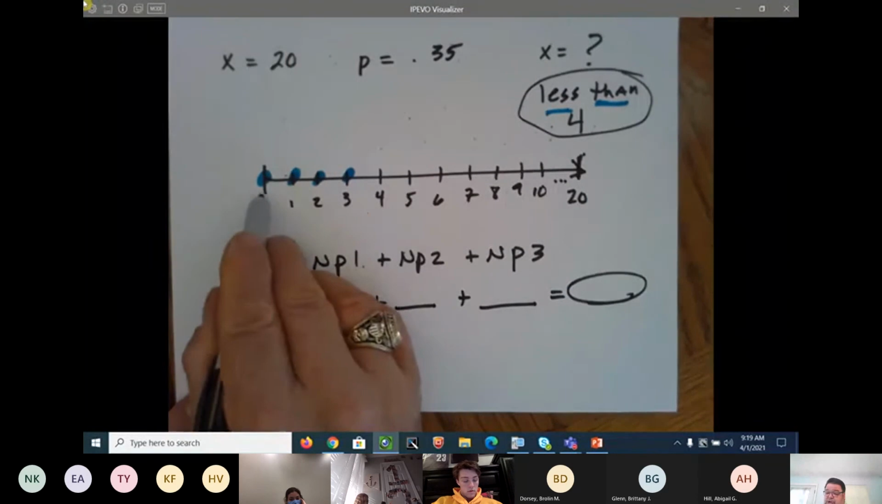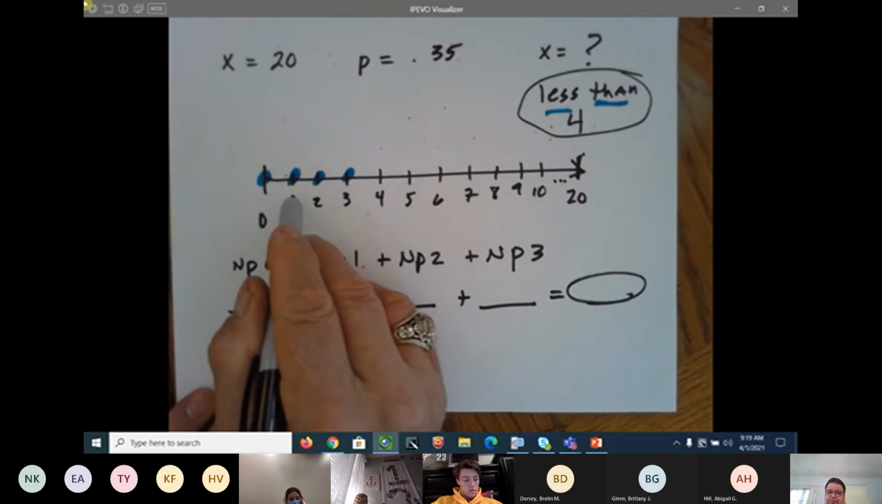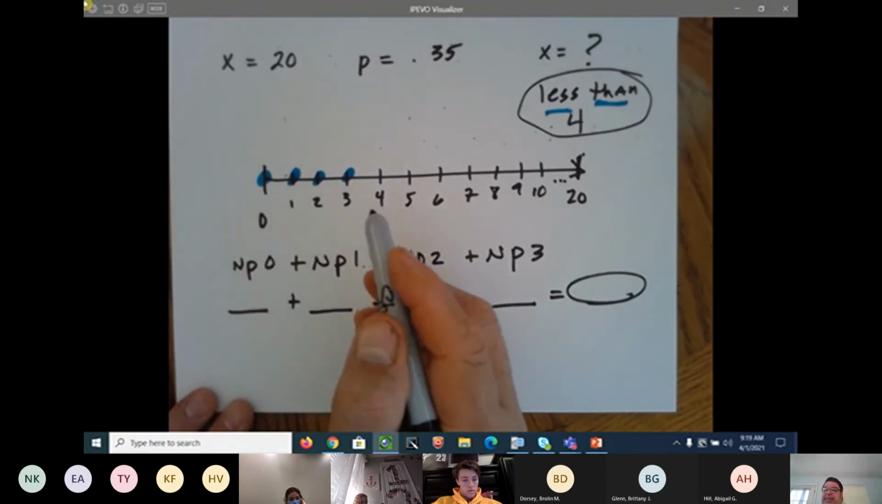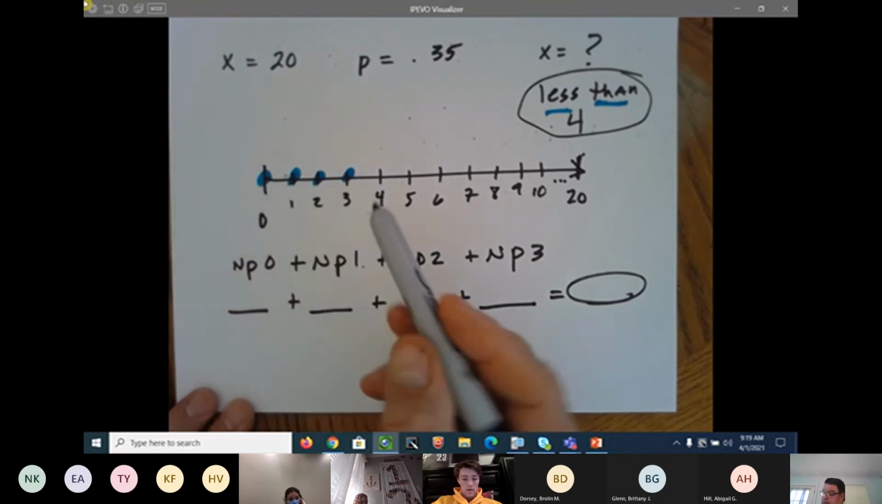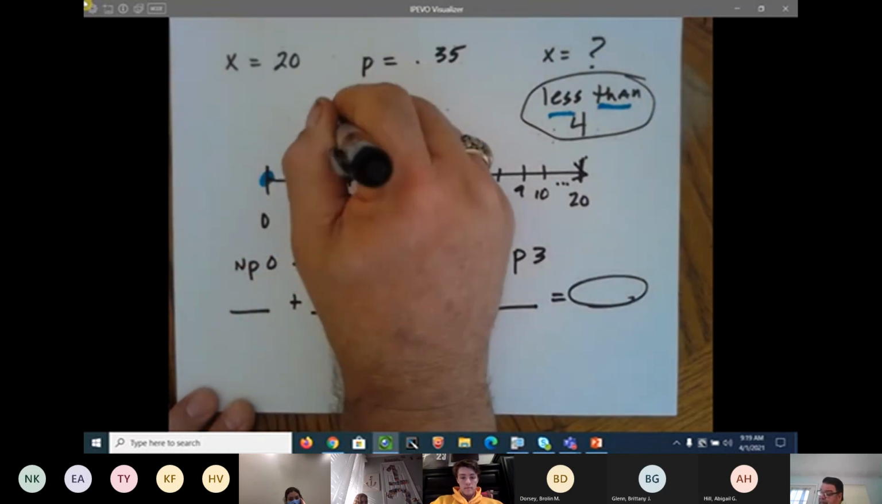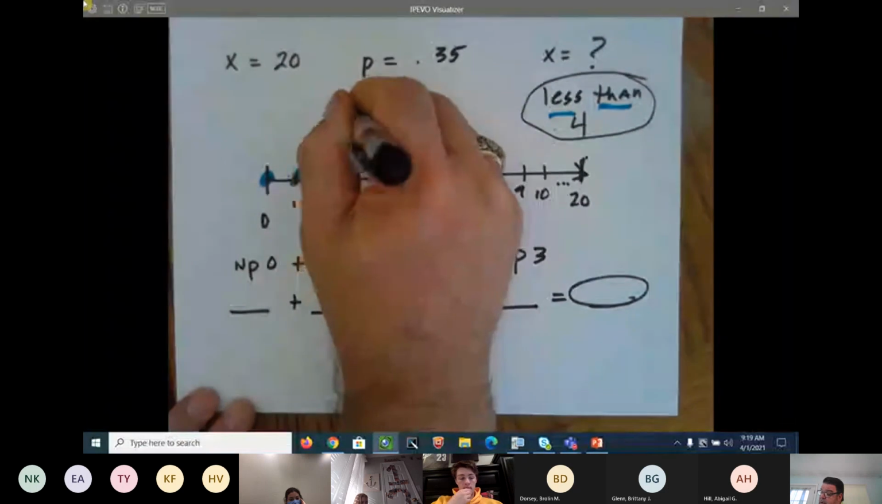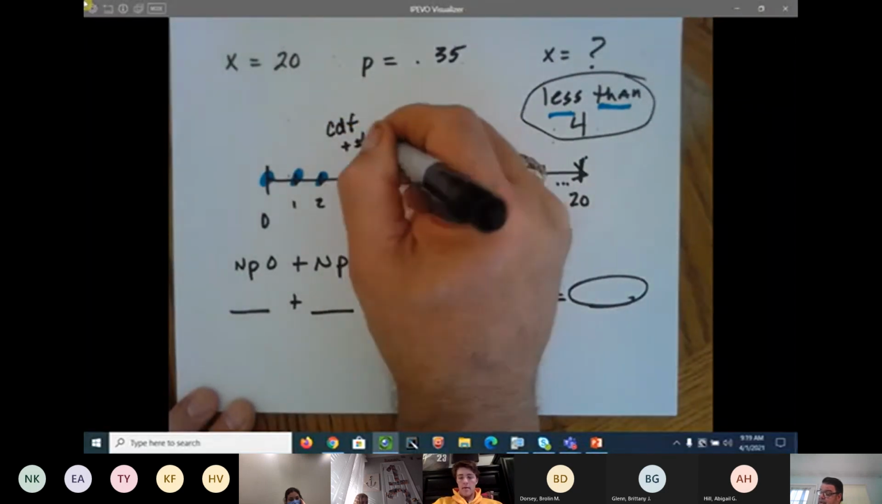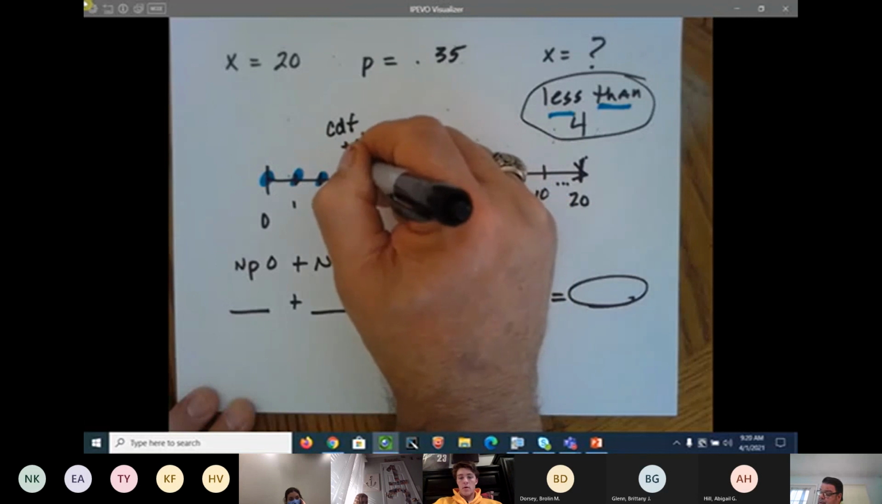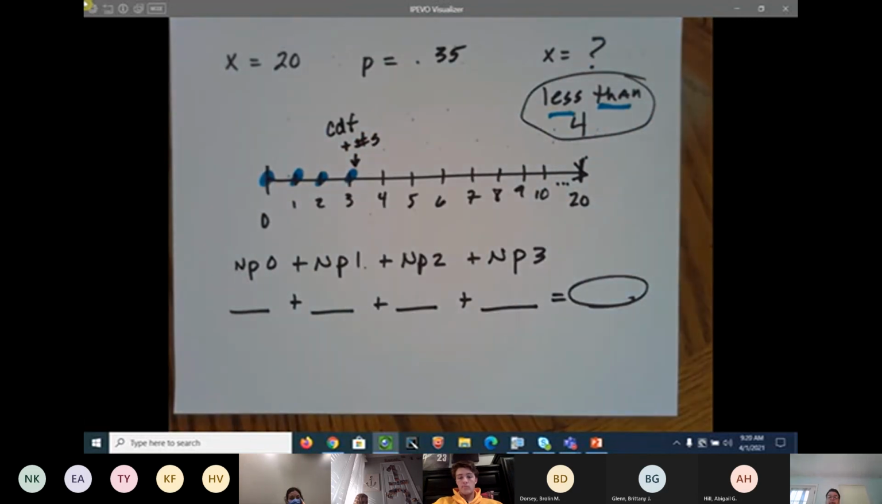But since you're doing cumulative, you can do CDF, and it will add all these up to that number. CDF will add all those numbers up to 3. So let's go to CDF. Now let's go ahead and do it both ways.